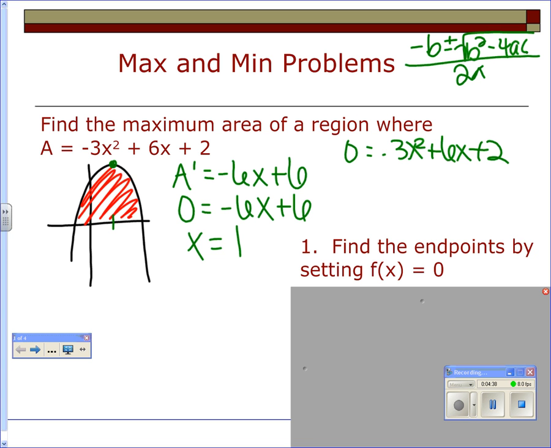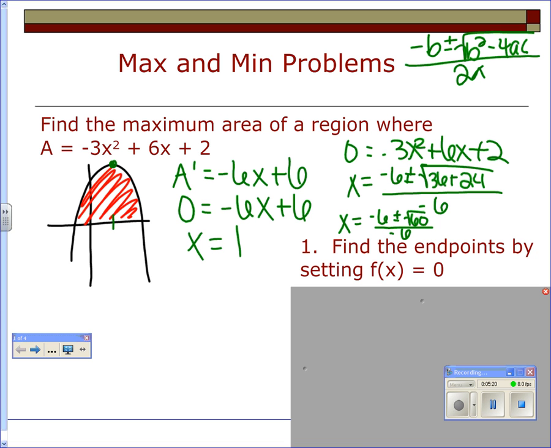It doesn't care how you get to the x values. It just wants you to figure out what they are. So what is negative b? Plus or minus the square root of 36 minus, what is 4 times negative 3? Negative 12 times 2. So minus negative 24 is plus 24, over negative 6. Does that make sense? What is 36 plus 24? 60. Does that make sense?